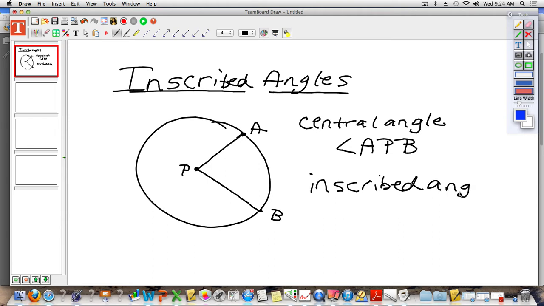Inscribed angle. I want you to put your pencil at A, and draw an angle so that the vertex sits on the circle rather than the center of the circle. So draw it all the way over here. Let's call it point Q. And I want you to reconnect it to point B. So we have created two angles. One of them is a central angle because it's at the center of the circle. The other angle is an inscribed angle because its vertex sits on the rim of the circle.